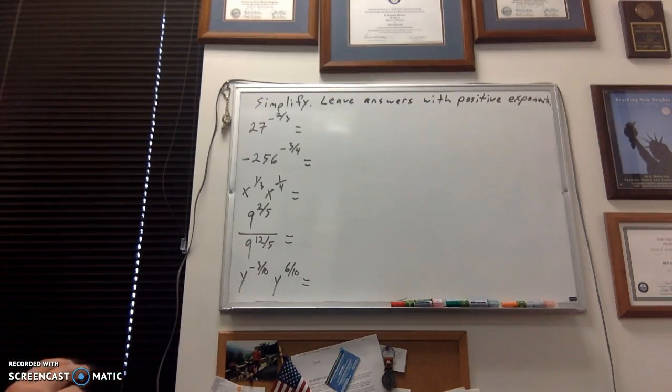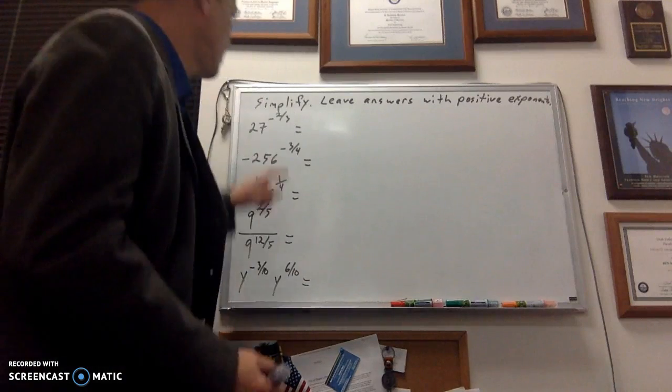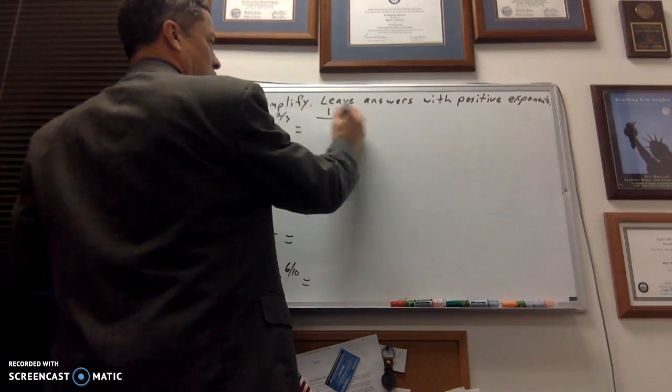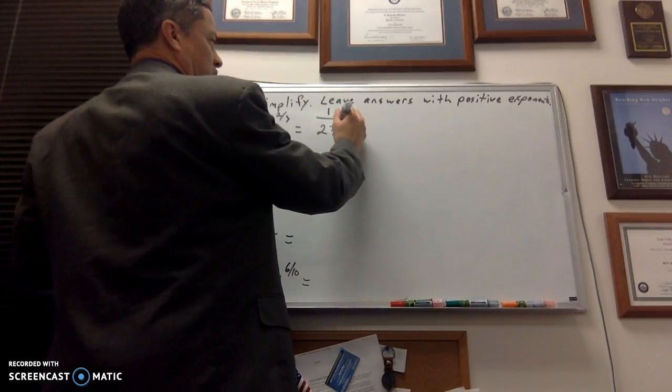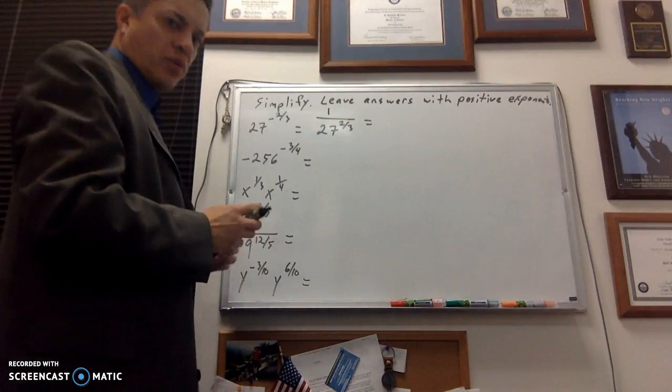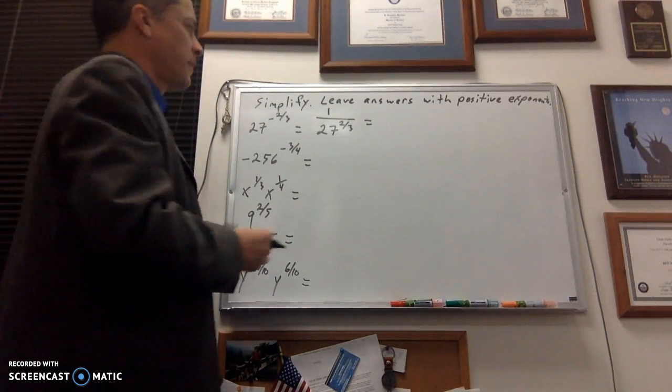So for the first one, I've got 27 raised to the negative 2/3 power. So the first thing I'm going to do is take care of that negative right there, okay? So I'm going to rewrite that as 1 over 27 to the positive 2/3 power. So that takes care of the negative exponent.